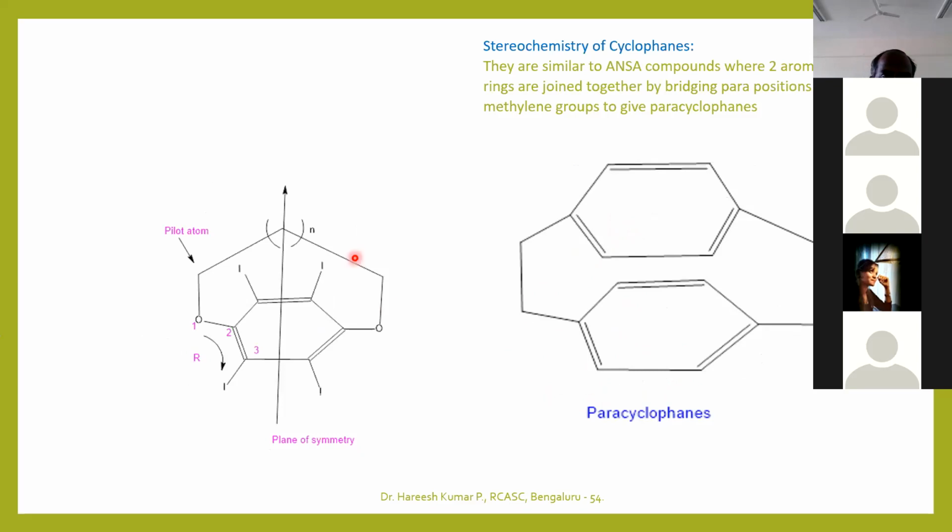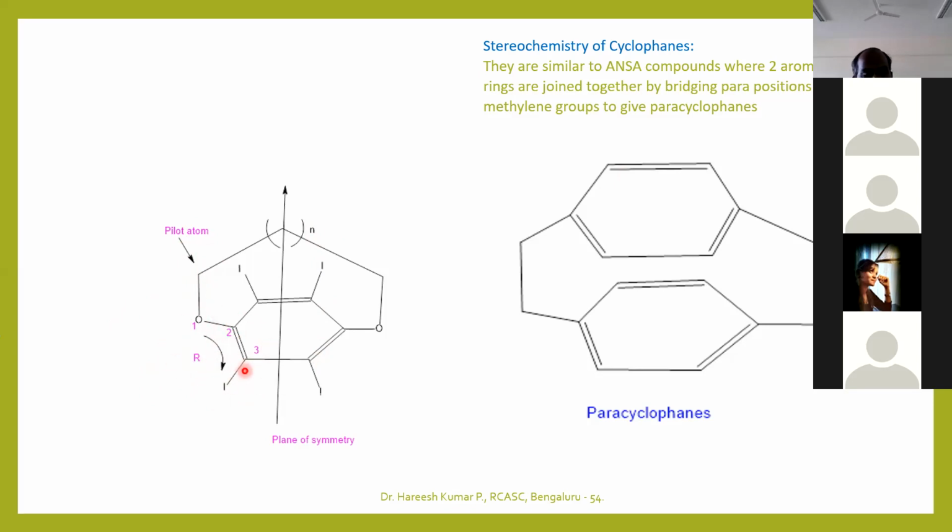You can observe that this is another example, and of course this will have a chiral axis like this, and this will be the N. And you can observe this carbon atom; you can select it as the pilot atom. Once you select this as the pilot atom, this will be 1, 2, 3, 4. So it is a clockwise direction, and clockwise direction means it's called R isomer.